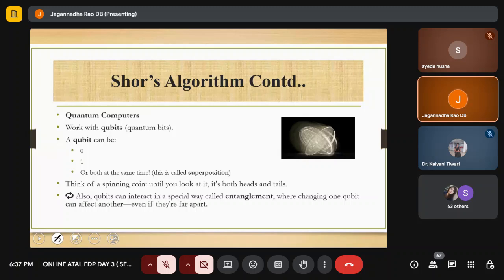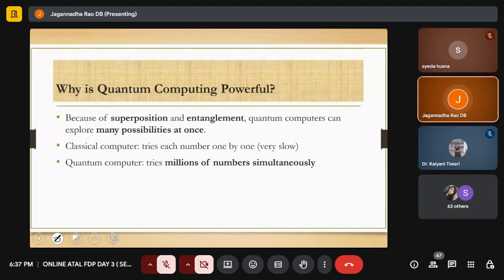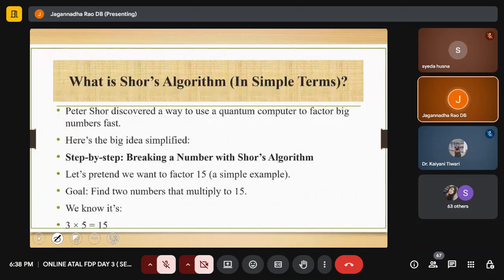It's very difficult. So why quantum computing is that much powerful is this reason. What are the possibilities we have? Superposition we know, and entanglement is there. Quantum computers can explore many possibilities at once. This is the only reason quantum computing is more powerful. Classical computers try each number one by one only, but quantum can handle millions of numbers simultaneously.